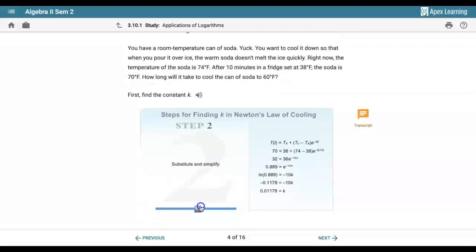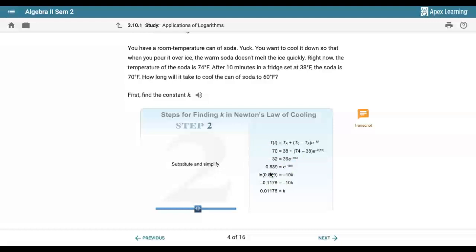Step two is we have to substitute into our equation here and then simplify in order to solve for our missing constant, and our missing constant is this K value. All right, the first step is obviously just substituting in the values, okay? Then we do 74 minus 38, and that's how we get our 36, and we move this 38 to the other side by subtracting 38 from both, so we're left with 32 equals 36 e to the power of negative 10k. All right, then we divide both sides by 36, which is how we get this value right here.